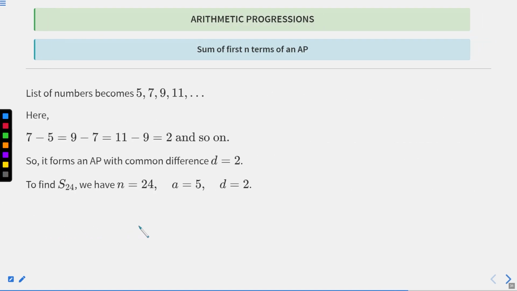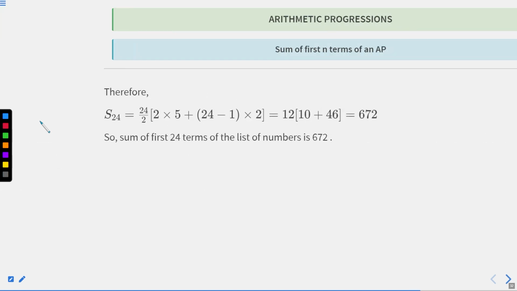And the list of numbers becomes 5, 7, 9, 11, dot dot dot. So here 7 minus 5 is equal to 9 minus 7, which is equal to 11 minus 9, equal to 2, and so on. And so it forms an arithmetic progression with common difference d equal to 2. So to find S24, we have n equal to 24, a equal to 5, and d equal to 2.